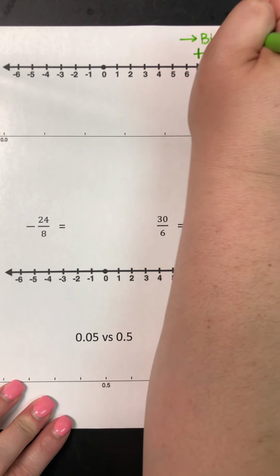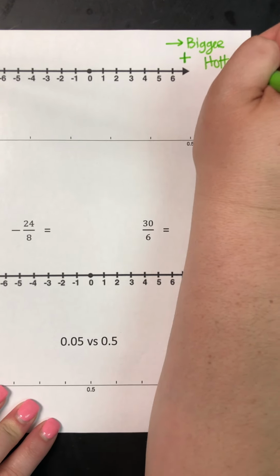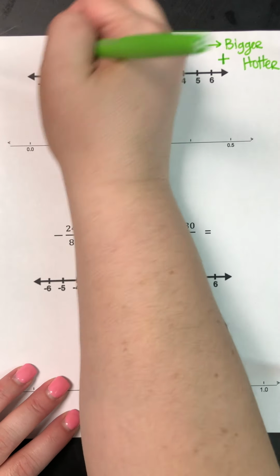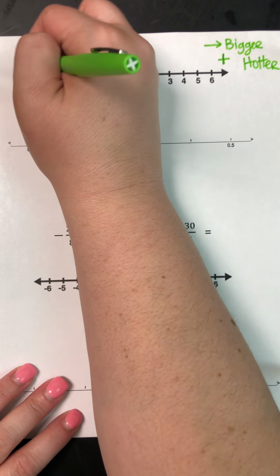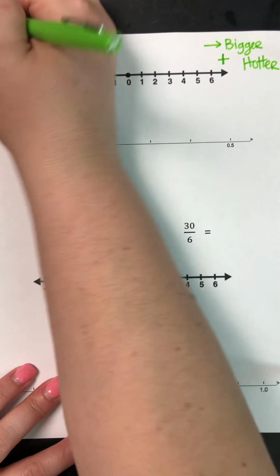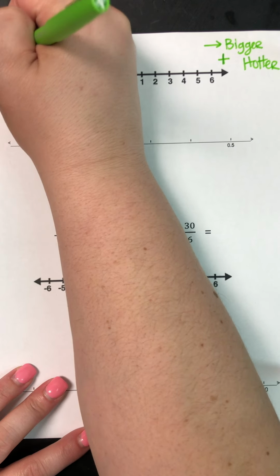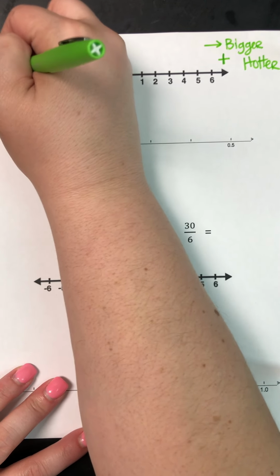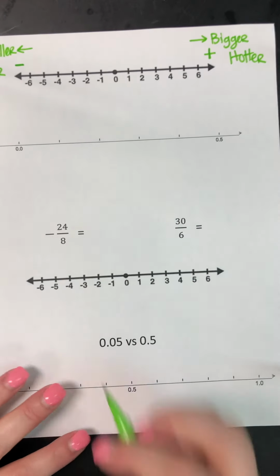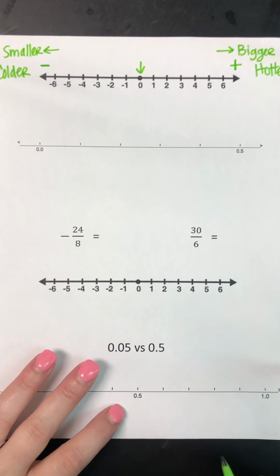If it was temperature, it would be hotter, warmer. Okay, these are bigger numbers over here. And then to this side of the number line, everything to the left of 0 is negative. And the further left we get, the smaller the number becomes. And then again, if it was temperature, it would be colder. Okay, so 0 is our middle, and 0 does not have a positive or negative value.